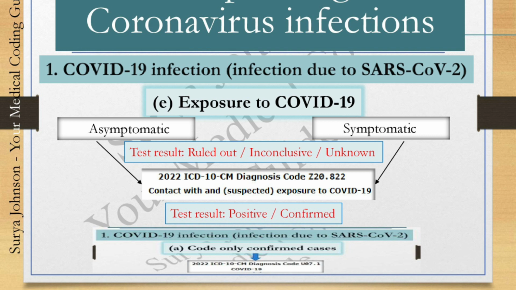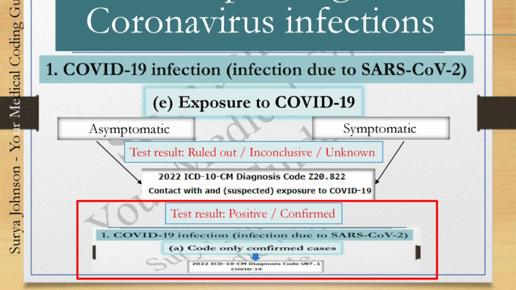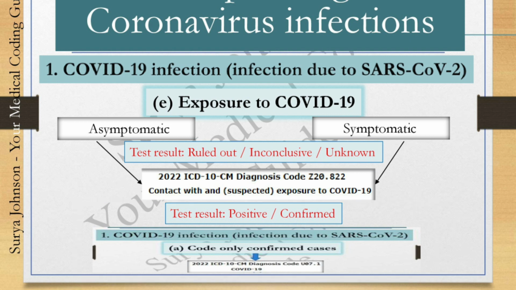So if the patient test result comes out to be positive or confirmed, in this scenario, you will be coding the 1A scenario, which is U07.1 COVID-19. If the patient is asymptomatic but is positive to COVID-19 test, you will be coding only U07.1. If the patient is symptomatic and positive result, you will be coding U07.1 followed by the symptoms.